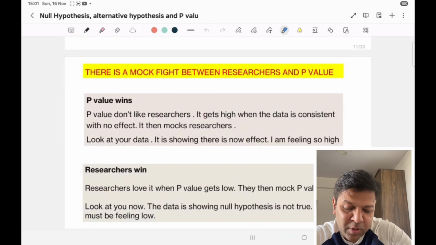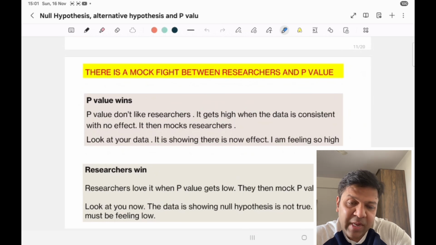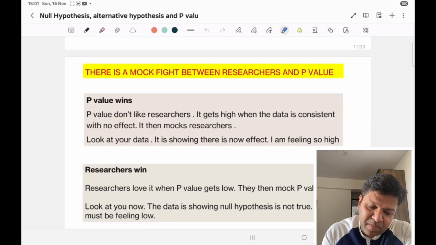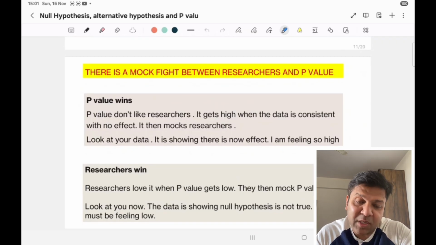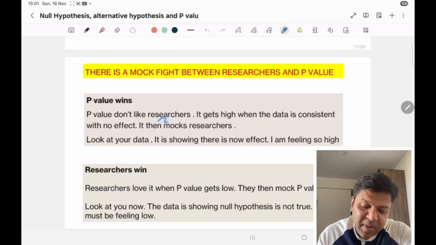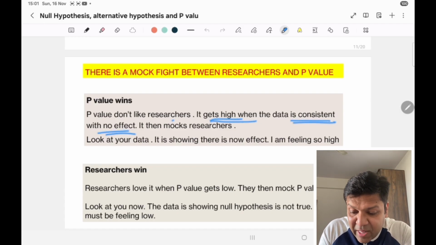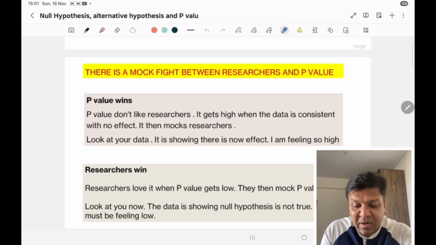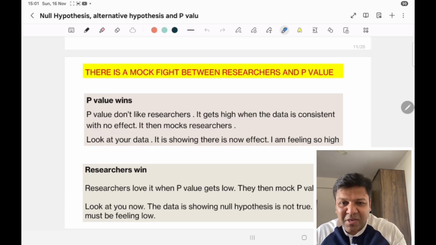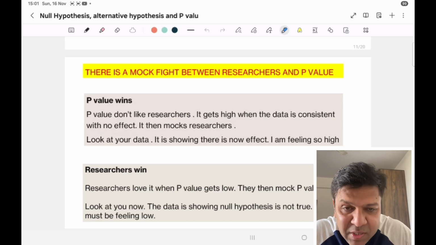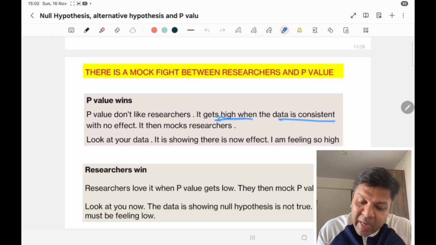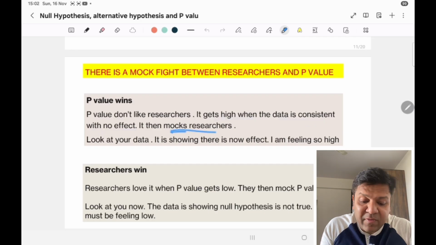I've just put this funny slide where there is a mock fight between researchers and the p-value. It may help you remember this concept. So the p-value wins. When the p-value wins, it gets high when the data is consistent with no effect. There is data, but it is consistent with a null effect. There is no effect, so researchers lose. So the p-value wins and gets high when data is consistent with no effect.